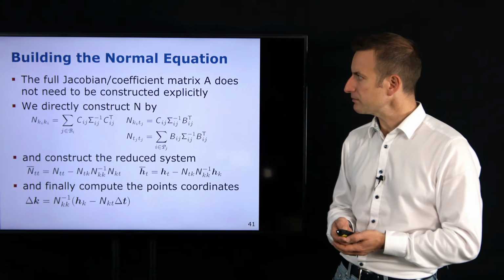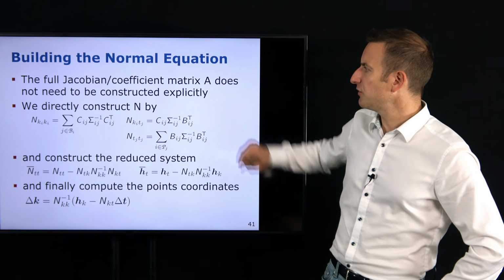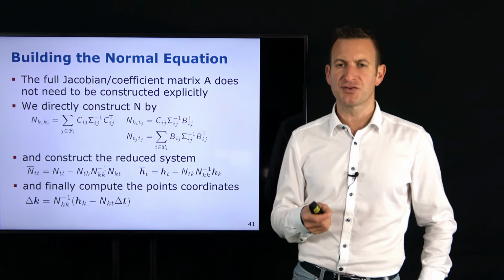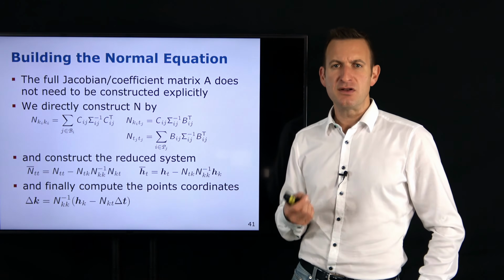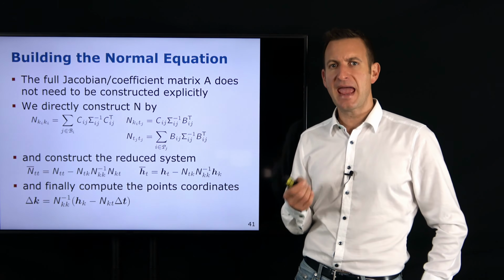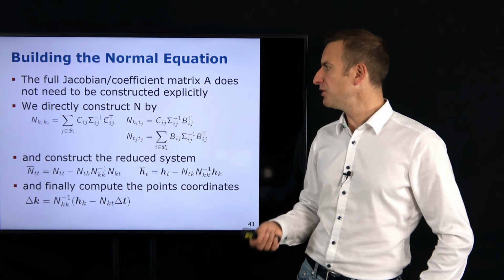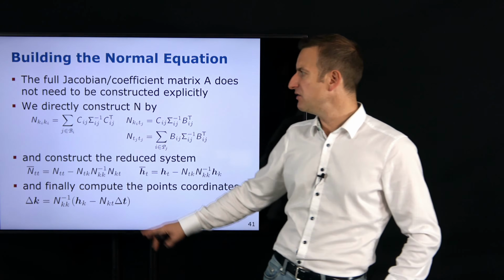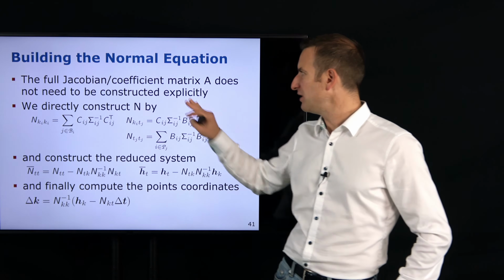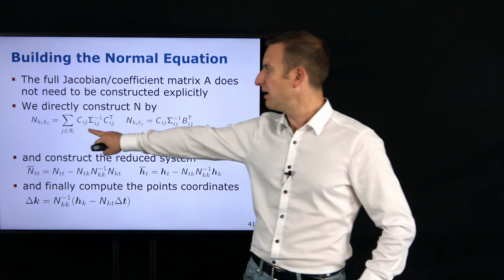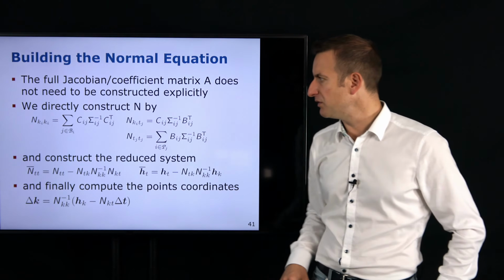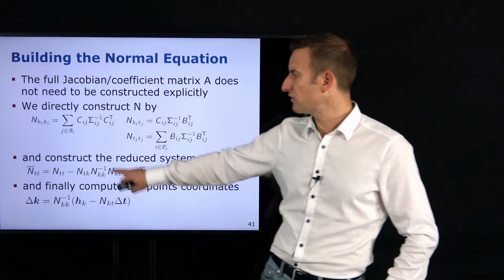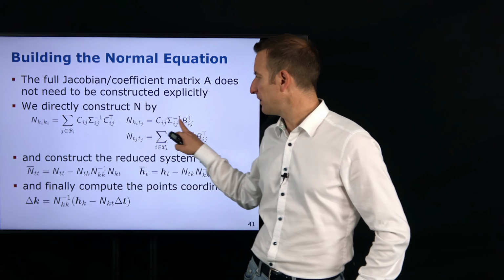efficient manner. So, also further note, again, the full Jacobian or coefficient matrix A doesn't need to be constructed explicitly, so you will typically not compute A explicitly. What you will do is you just only compute the elements which are non-zero, which you need, and you are often not even computing A explicitly. You can directly compute the elements of your N matrix, so of your normal equation matrix, just through those low-dimensional matrices.